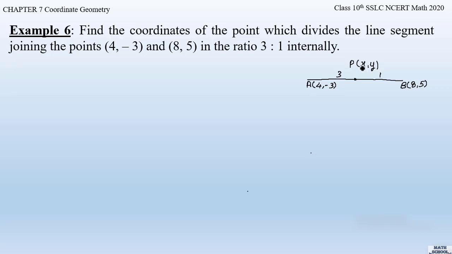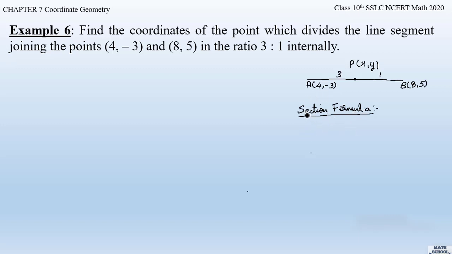Whenever they ask to find the coordinates of a point P, we have to apply the section formula. If they ask us to find the distance between two points, then we have to use the distance formula which we have learned in our previous videos. So to find the coordinates of this point P, we apply the section formula. I have explained this in my previous video, the introduction to section formula. Please watch that video before solving the examples and exercise 7.2.